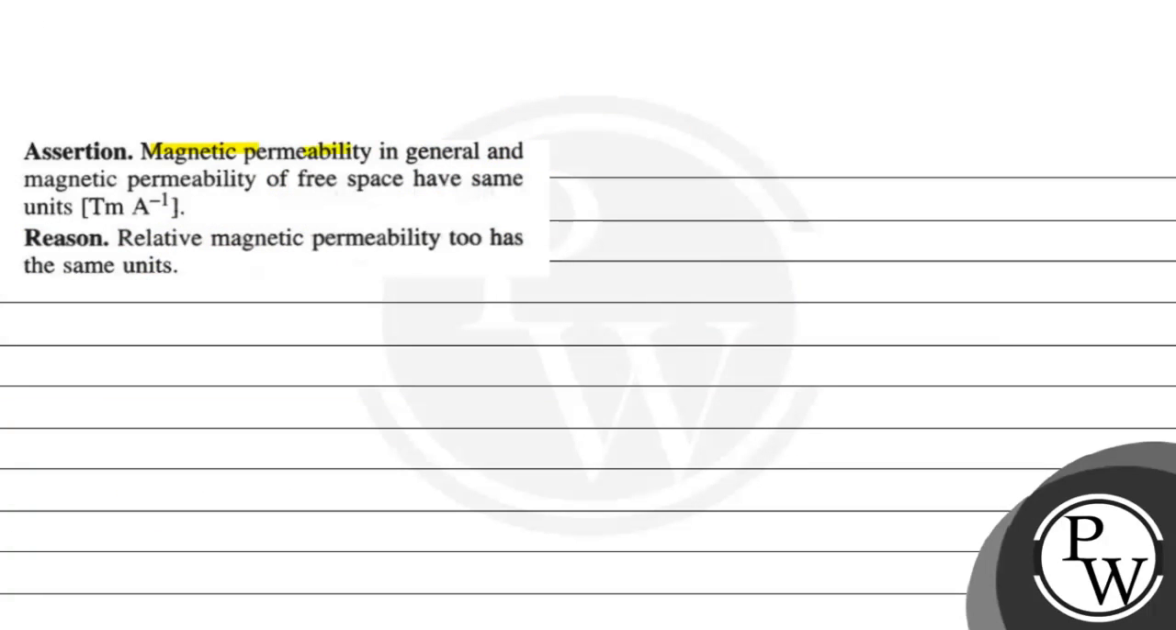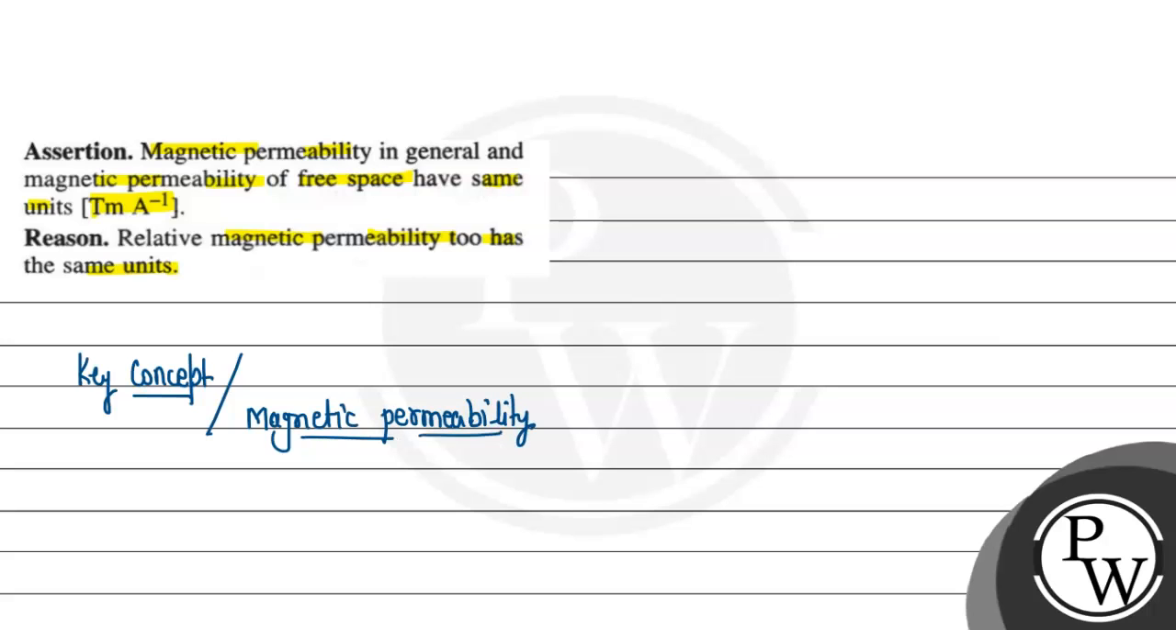Magnetic permeability in general and the magnetic permeability of free space have the same units, that is Tesla meter per ampere, and the relative magnetic permeability too has the same units. So the key concept we are going to use here is magnetic permeability. The key concept which we are using is what? Magnetic permeability.